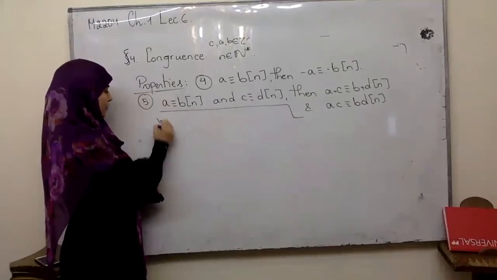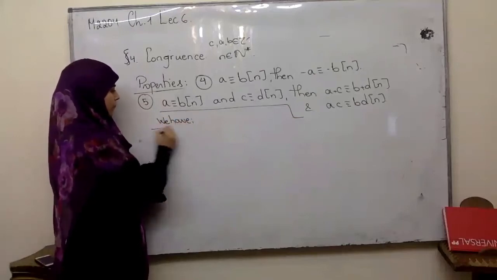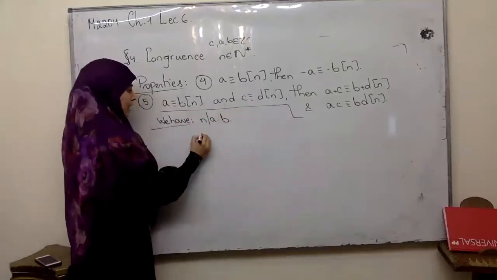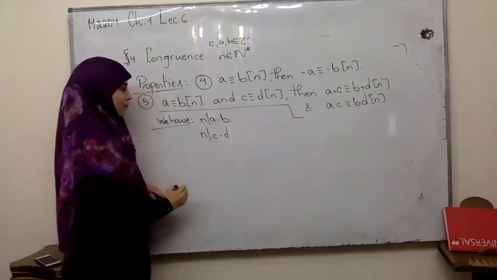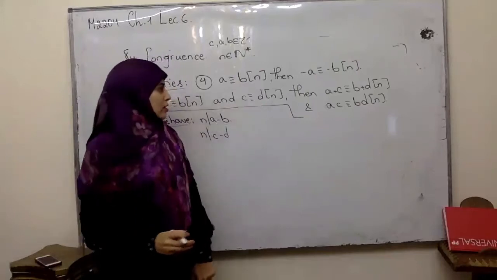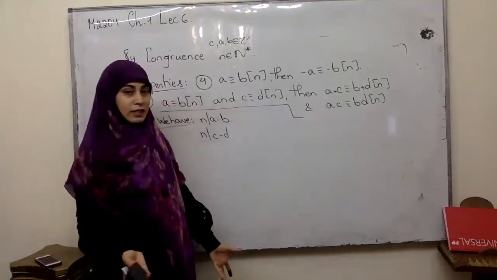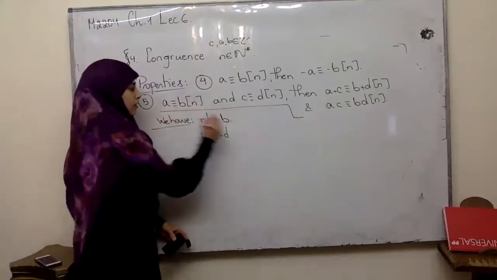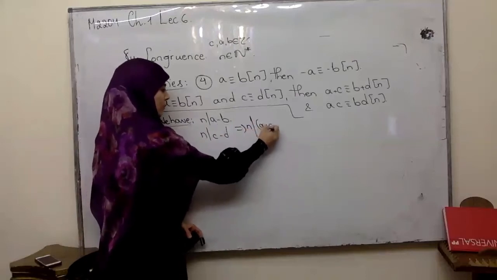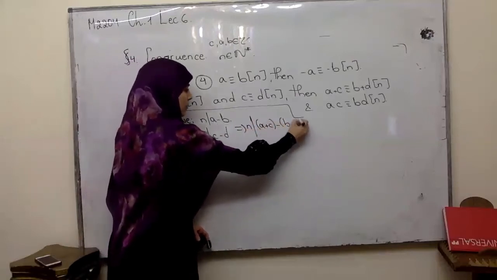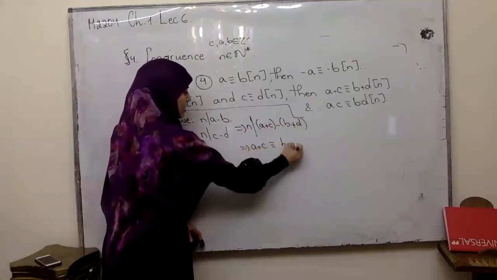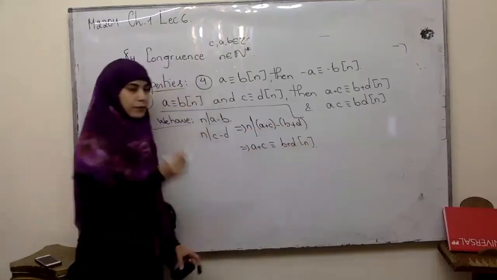So what do we have? A congruent to B means N divides A minus B, C congruent to D means N divides C minus D. I want N divides A plus C minus B plus D. Did we get there? Yes. Since it divides these two integers, it divides their sum, which is A plus C minus B plus D, and so A plus C is congruent to B plus D modulo N. Okay?